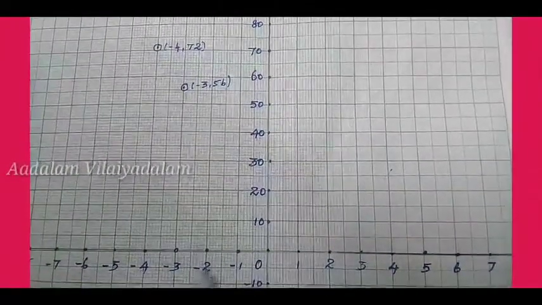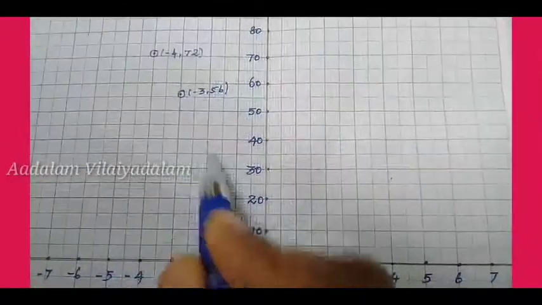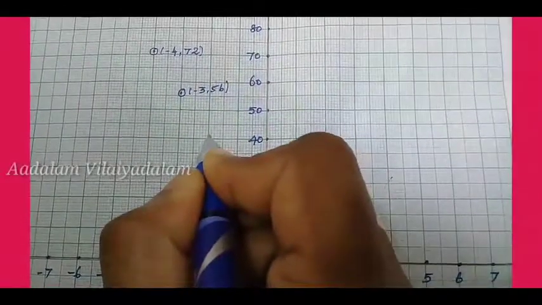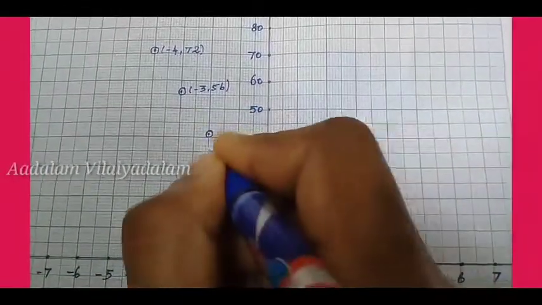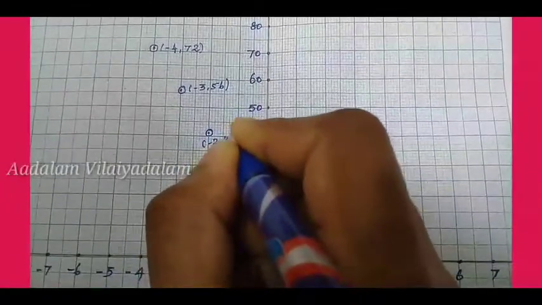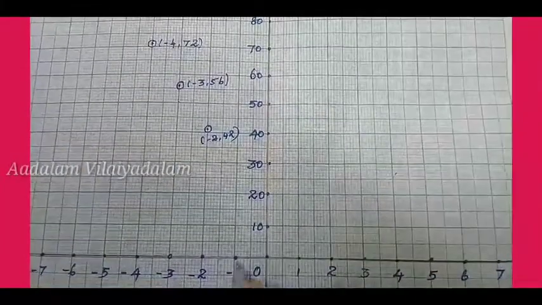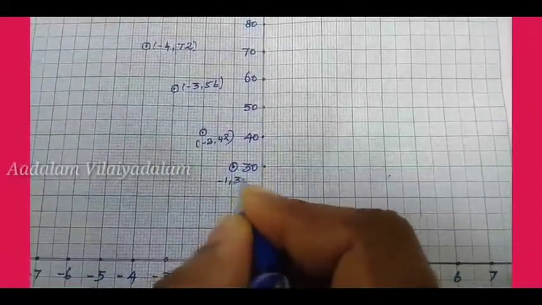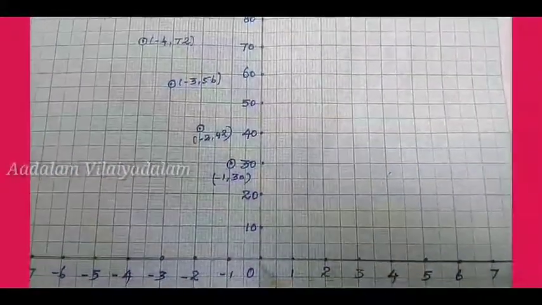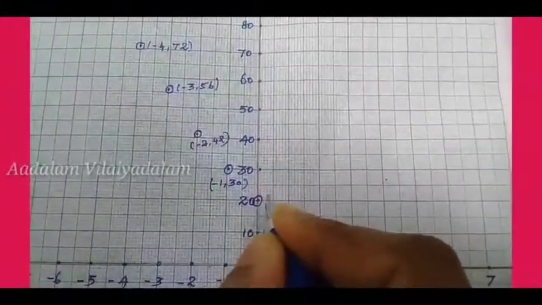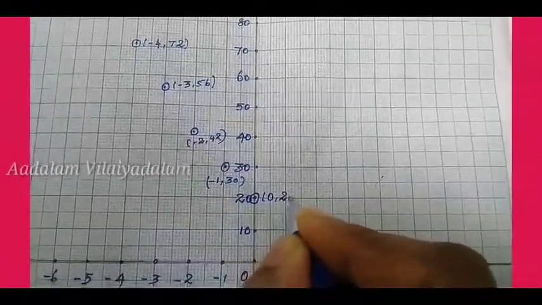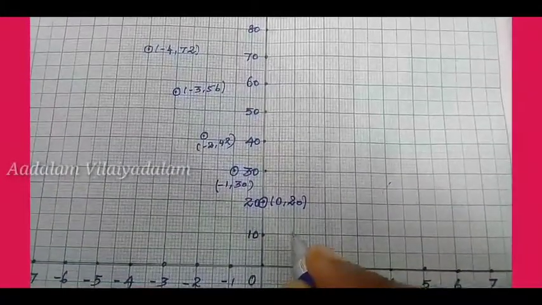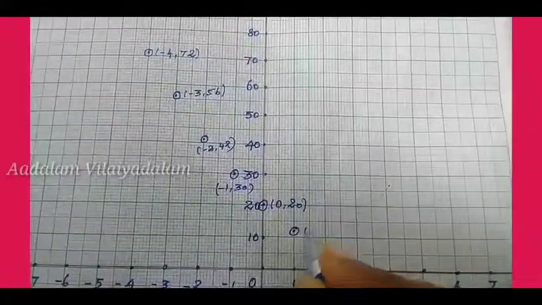Minus 2 comma 42. So minus 2 on the x axis, 40 on the y axis, and 42 is that point only. So minus 2 comma 42. Minus 1 comma 30. So minus 1 comma 30 here. 0 comma 20, this is 0 comma 20. 1 comma 12. So here 1, this is 10, 12 here only. So 1 comma 12.